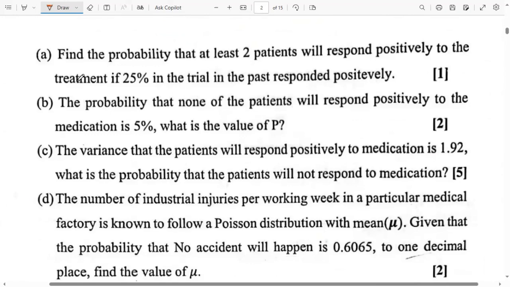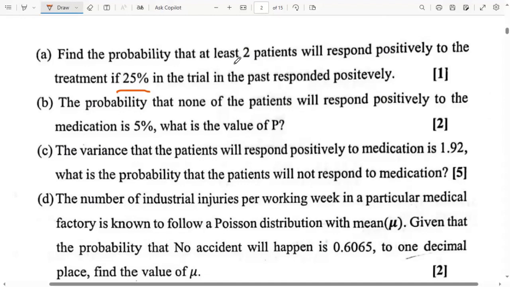So the first one here, they're saying find the probability that at least 2 patients will respond positively to the treatment if 25% in the trial in the past recorded positive. Okay. So whenever you have a fixed number of trials and you have a certain percentage of success, we always use the binomial distribution. So this is following a binomial distribution. This 25% becomes our P, and then we can find our Q by saying 1 minus 25%. And the total trials are 12.